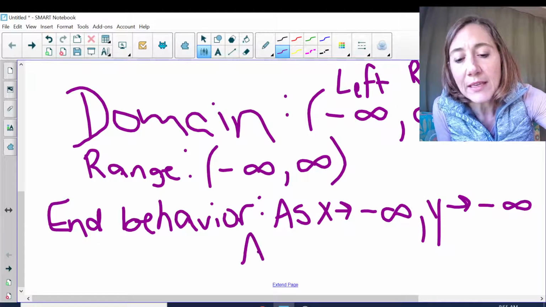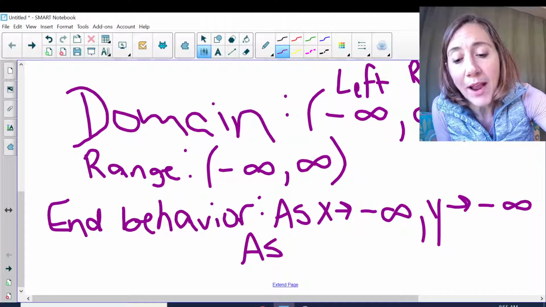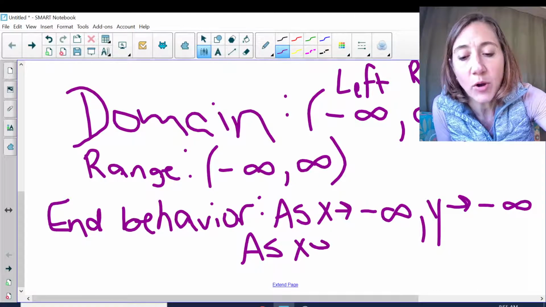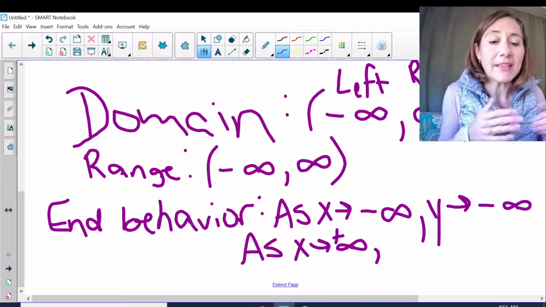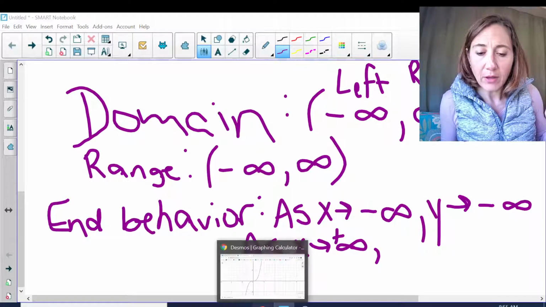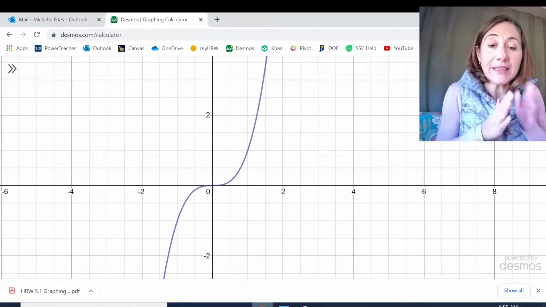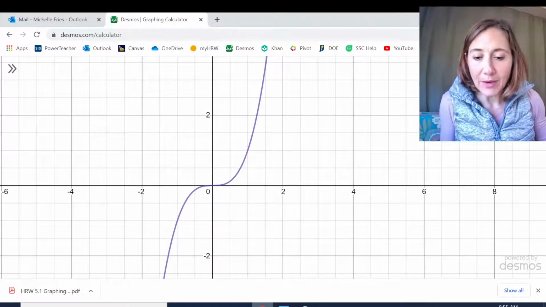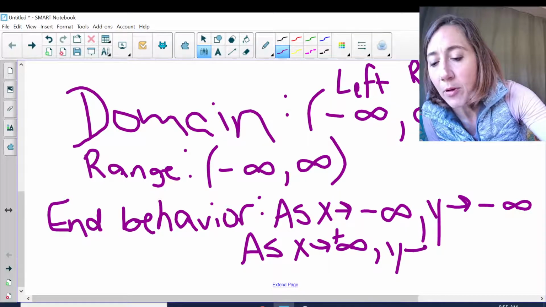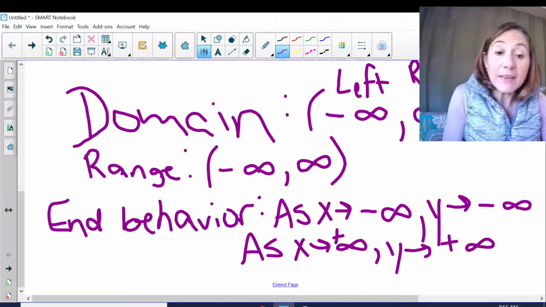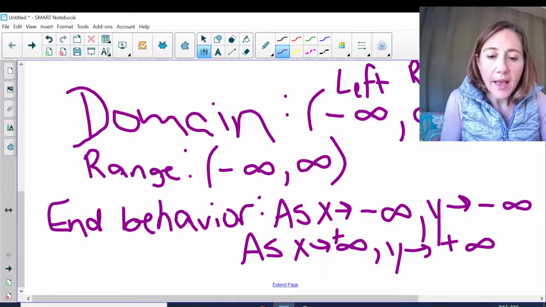Now let's look at the right side. So to say we're going to the right, we say as x is approaching positive infinity. You can put the plus sign if you like. As x approaches positive infinity, that makes you go to the right. What's happening to our graph? It's shooting up. So the way we say up mathematically is we say that y approaches positive infinity. So there's the end behavior on that.